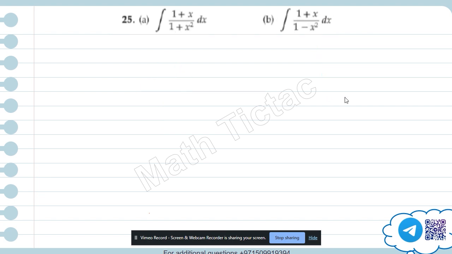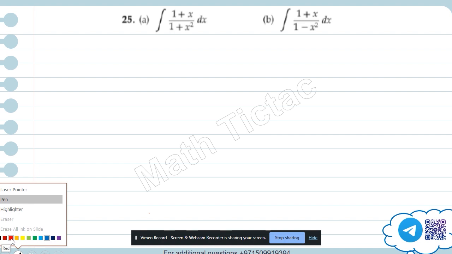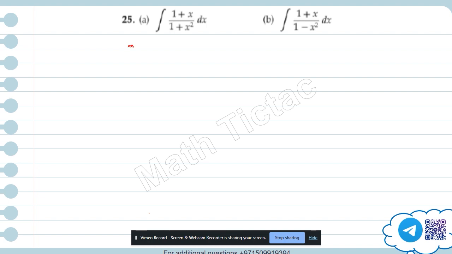Okay. So for question 25, let's see how we can solve A and B. I'll start directly with A. In here, 1 plus x over 1 plus x squared. We can use the distributive property for the numerator. So it will be the integration of 1 over 1 plus x squared plus the integration of x over 1 plus x squared. Now for this, I know that it's tan inverse.